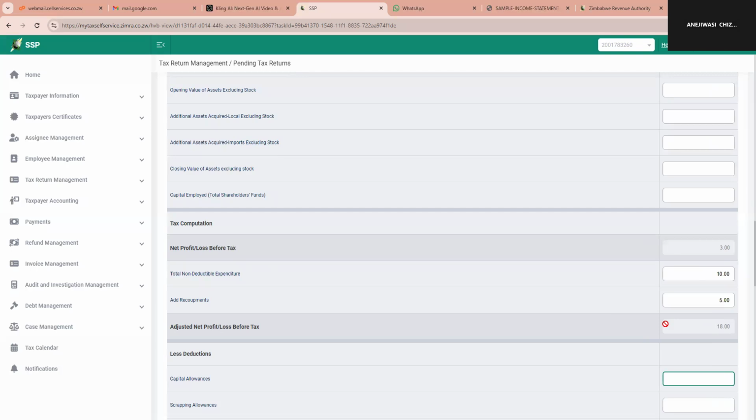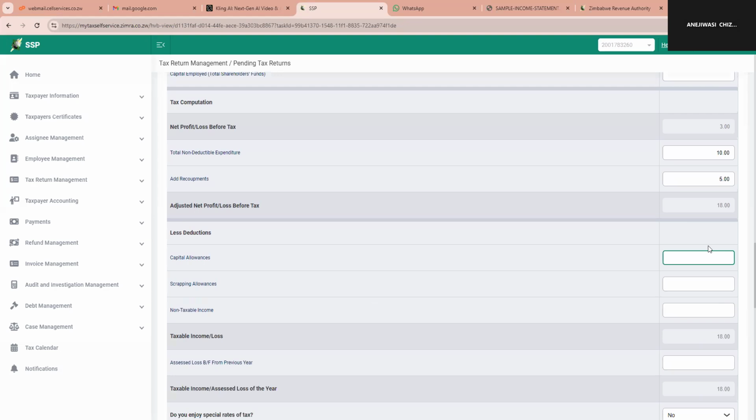Zimra had given you the capital allowances for that, but you managed to sell it for a profit. So that profit has to be taxed. And Zimra doesn't call that a profit. It calls it a recoupment or recoupments. So we put that. Then you find you have got an adjusted net profit or loss before tax of $18 in this case. Then you come to your deductions.